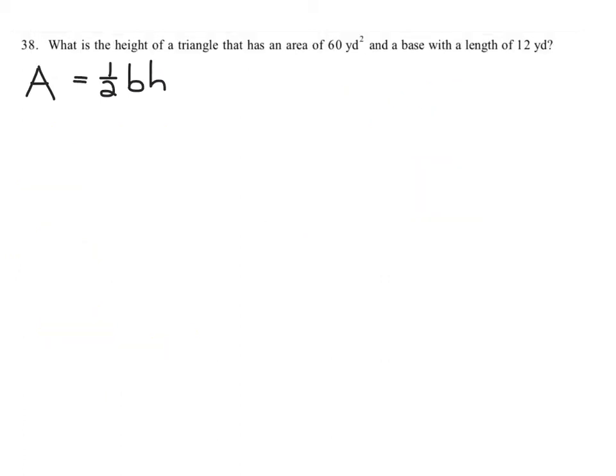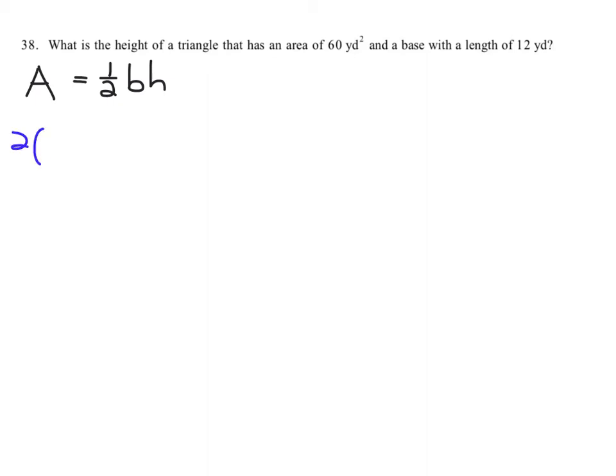Okay, what's the height of the triangle that has an area of 60 and a base length of 12, 60 yards squared? So we're looking for the height, so I'm going to isolate for the h variable first. So I'm going to say, okay, if I need to undo this 1/2, anytime I'm undoing a fraction, I multiply by the reciprocal. So I'm going to multiply by the reciprocal of 1/2, which is 2.